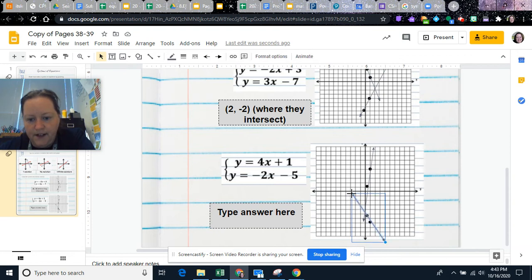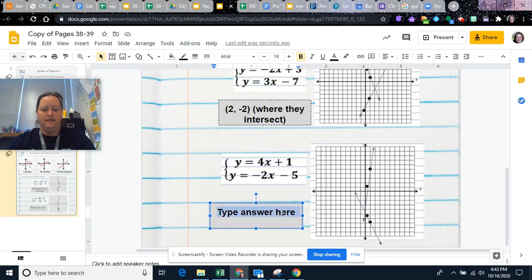Getting a little closer here. And then you'll be able to type in your solution here where the two intersect. And it looks like they are going to intersect right there at the y-intercept. So they'll intersect at 0, -5. Because if you remember, my point was supposed to be over just a little, and that's where the two lines intersect. So those are your notes for today.